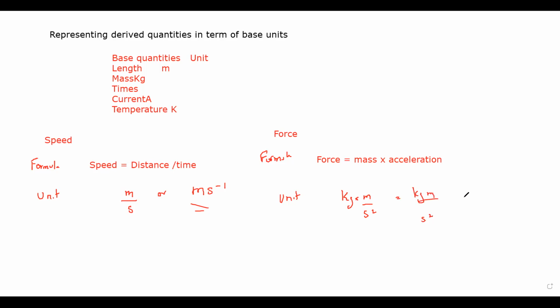But this second will move in numerator, so it will turn out to be kilogram meter second raised to power minus 2. So the unit of force is Newton, but the base unit is kilogram meter second raised to power minus 2. So we can also say that Newton is equivalent to kilogram meter second minus 2. Is it clear? The second example, how we represent the force in terms of base units.